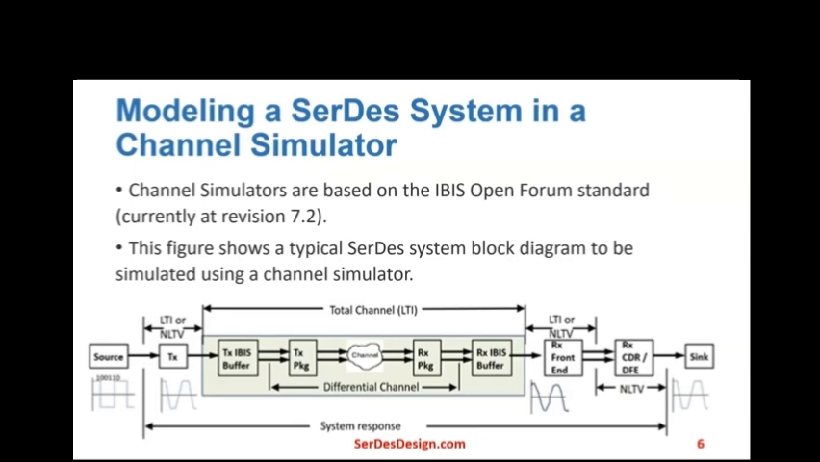There's a transmit package, the channel itself, and a receive package. These pieces represent the differential channel. Each part is optional and may be represented using S parameter files. And there's the receive IBIS-AMI model. The IBIS portion has a differential input from the channel. The AMI portion typically contains a receiver CTLE, CDR, and DFE.